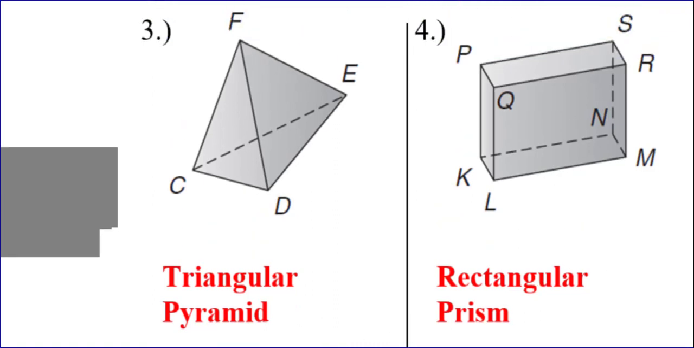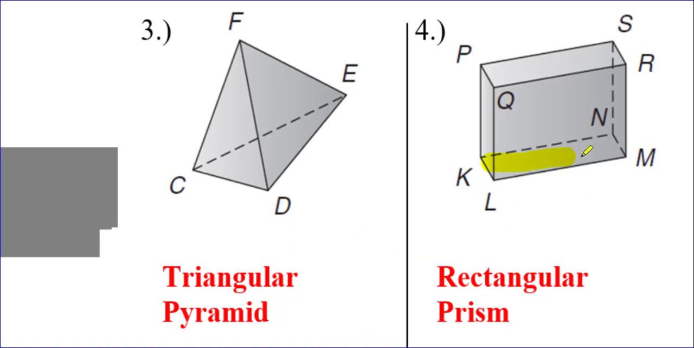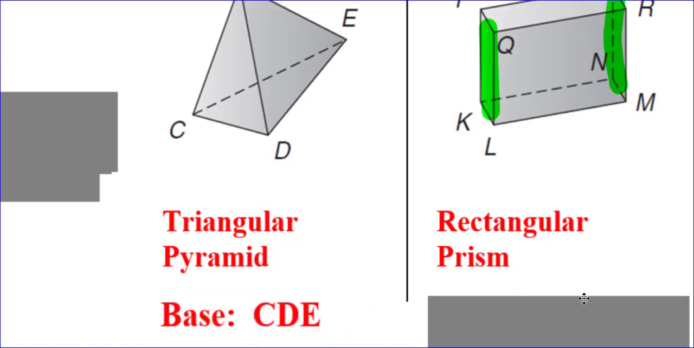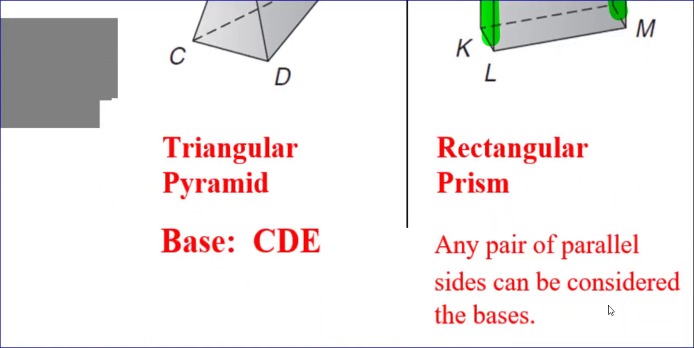Probably most of you named the rectangle that was at the bottom and the rectangle that is parallel and congruent to it on the top as the two bases. So that would be like KLMN and PQRS. But you could actually have named the big rectangle in the front and the one that's like it in the back as the bases. You could have even named the rectangle on the left side and right side. They are also parallel and congruent to each other. So bottom line, you could have named any pair of parallel congruent rectangles as the names of the bases for problem number 4.